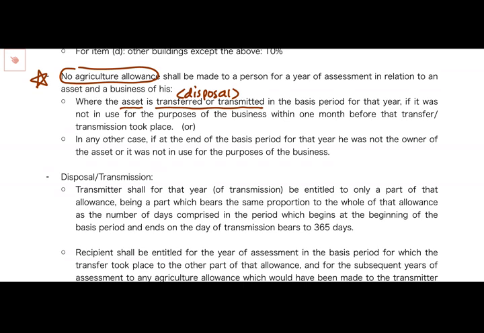So what if it is in use? Then you can claim. That's what it means, right? Because they say no allowance if it was not in use. So if it was in use, then you can claim. That is our understanding. But the condition for not in use is within 1 month before that transfer took place. So, if it was in use, then you can claim.